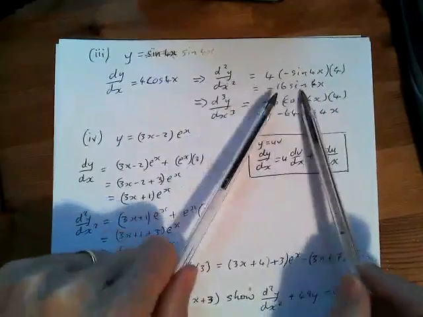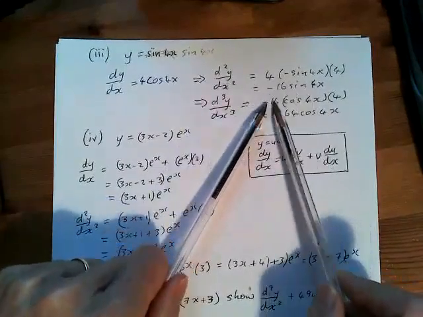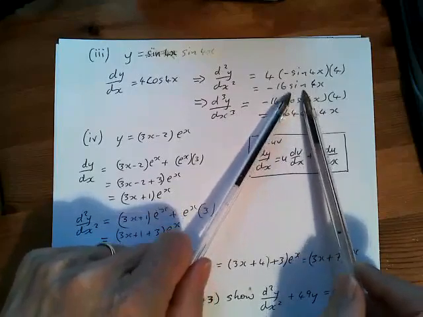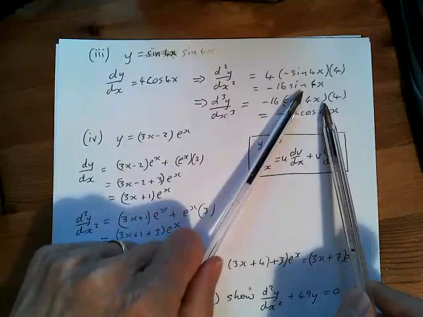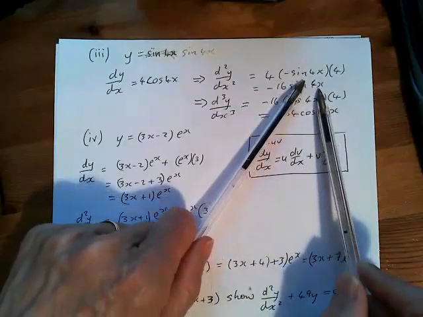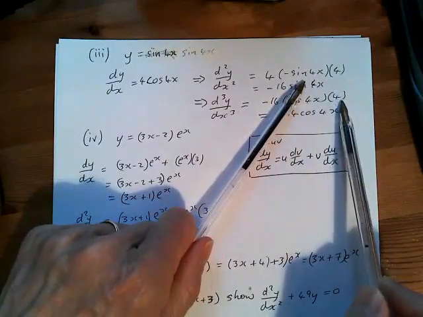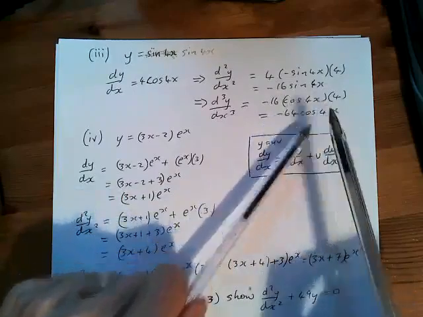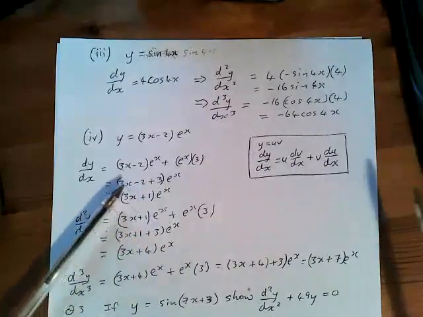Third derivative, we're differentiating the second derivative. So again, we've got our minus 16 in front because we're multiplying by that. Sine goes to cos, we get cos 4x back. Multiply your answer by the derivative of the inner function. Differentiate 4x, we get 4. So 4 by minus 16 is minus 64. And we get cos 4x, okay?